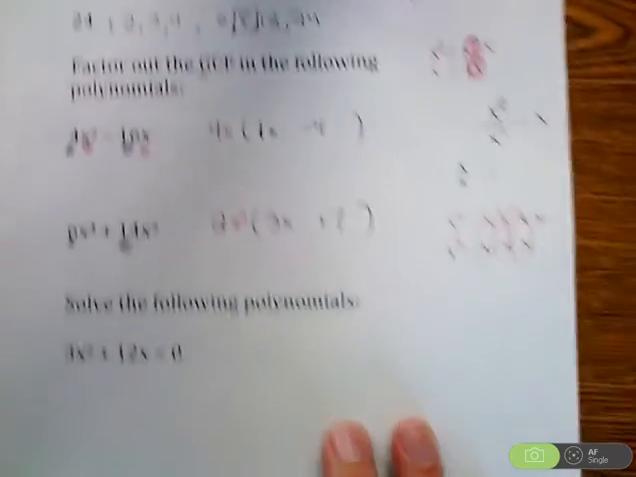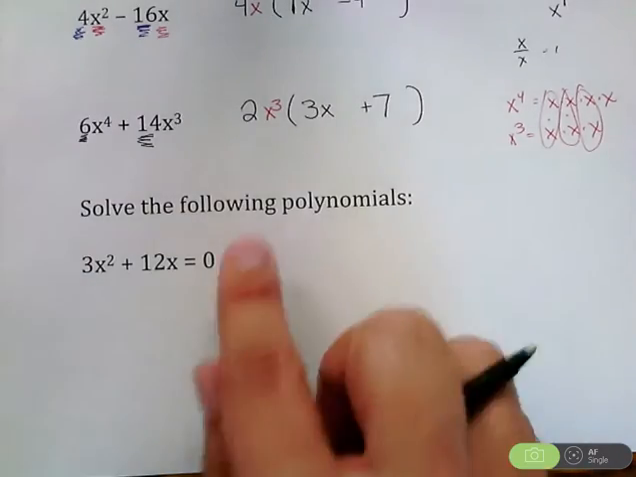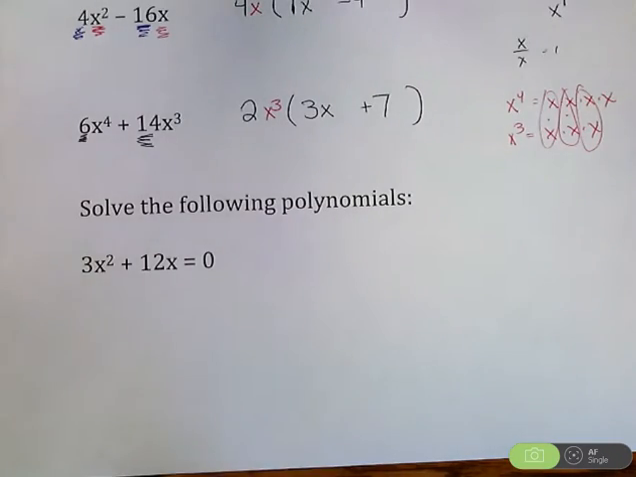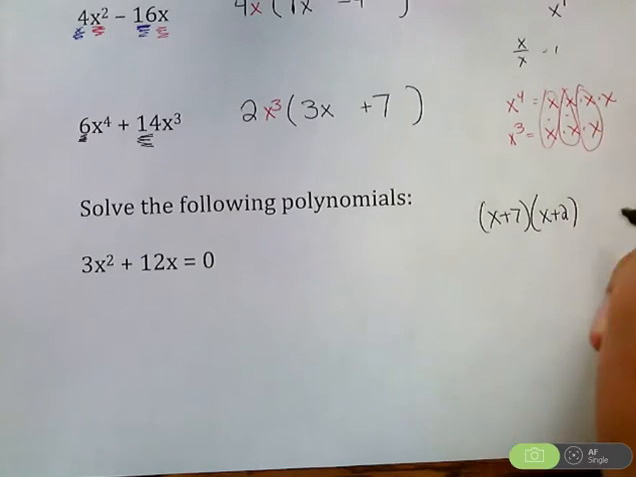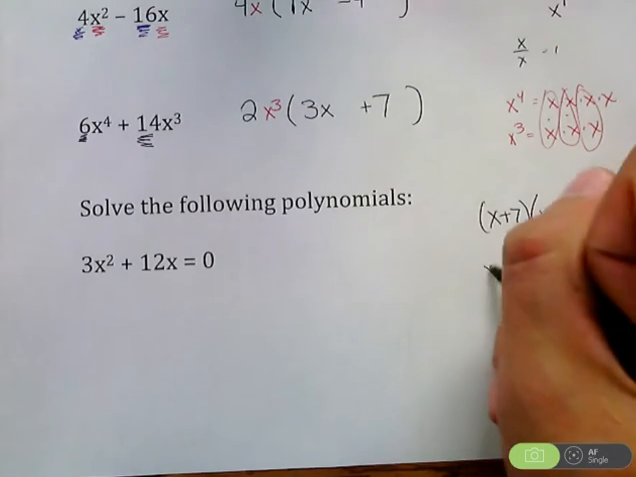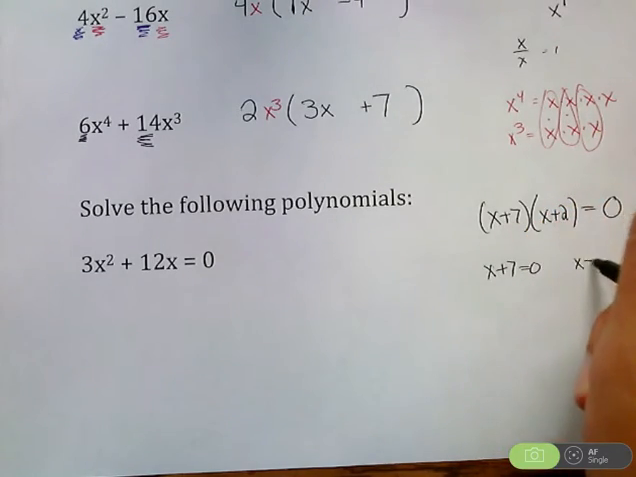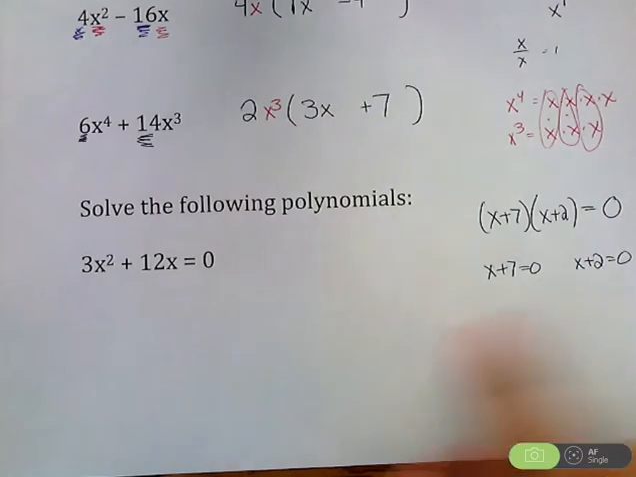So I'm going to apply this to something we've kind of done already. So we're going to solve the following polynomial. We're going to solve this, and the way we're going to solve this is by factoring. So in a previous lesson, we knew how to solve when we had something like x plus 7 times x plus 2 equals 0, because we took each piece, set it equal to 0, and solved. So we're going to do the same thing here, but we have to factor first.